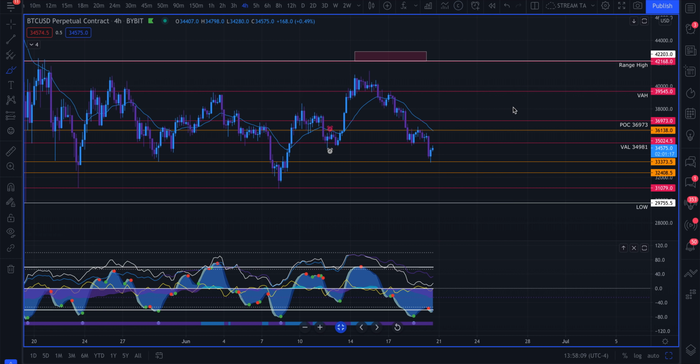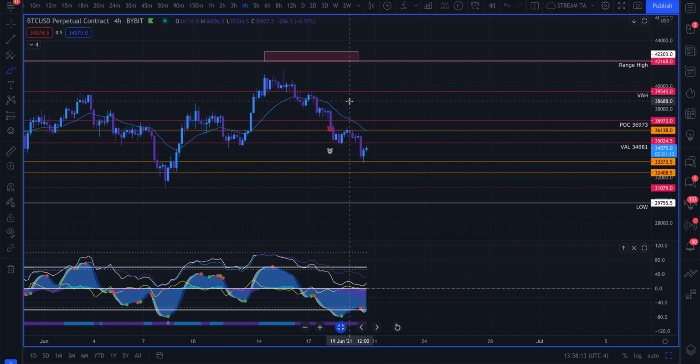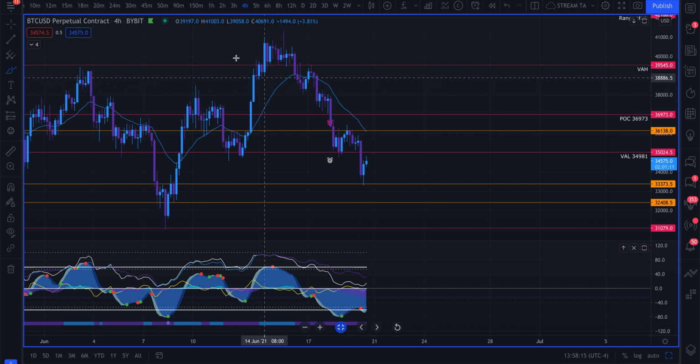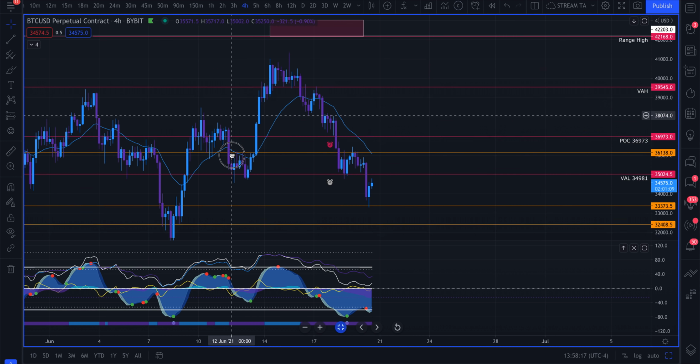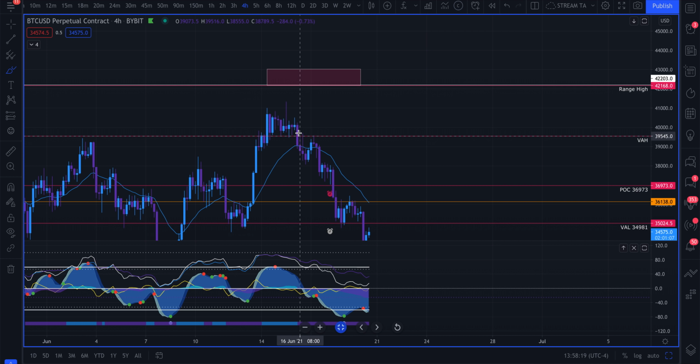But here's what we're going to do if we want to catch the middle of a move. Let's say, for example, that we wanted to short, and we missed the top up here. We missed the top up here, and we're coming down, coming down, coming down. How are we going to find a good entry?